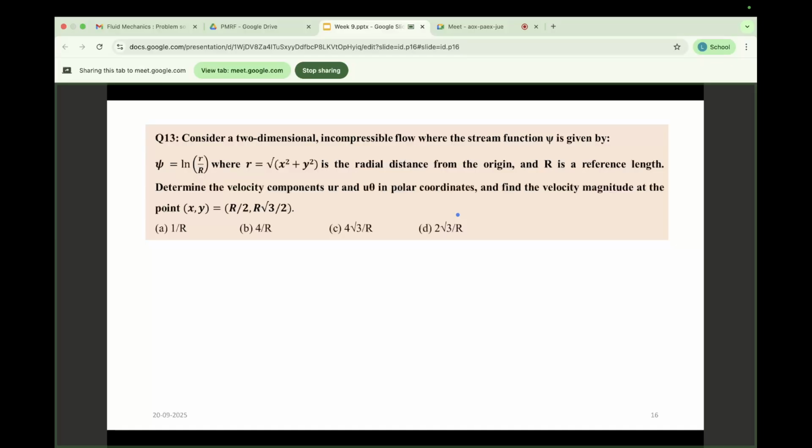So it's a tricky question. It says that a 2D incompressible flow is given, with a stream function, and this value is given. The point is also given. You are asked to find the velocity components u suffix r and u suffix theta.